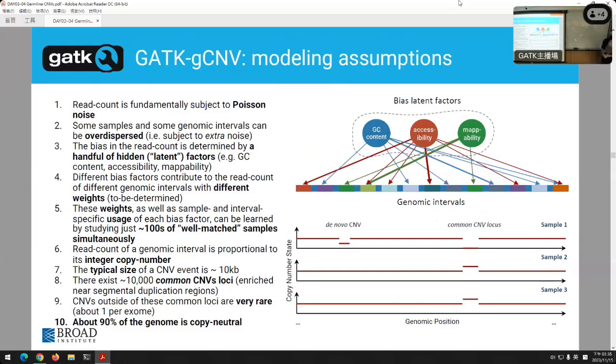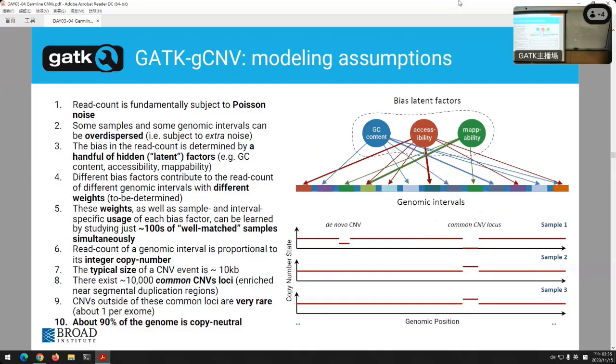Number 6 is really our fundamental assumption that read count is in some way proportional to the integer copy number. Otherwise, it wouldn't be useful to us at all. Number 7 is a parameter that we can set in the model. We say that the typical size of a CNV is on the order of 10 kilobases. In reality, there is a huge range of sizes of CNVs, but we pick a number in the middle so that we get decent resolution across the whole range.